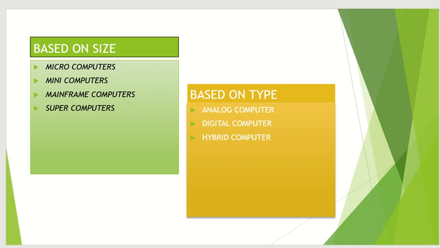Next, we come to mini computers. Mini computers are smaller than mainframe computers but bigger than microcomputers. These computers have a higher capacity to store data and also support multi-user systems and local area networks. Some examples of mini computers are IBM mini computer and Honeywell 200.